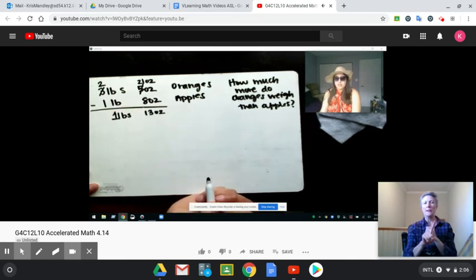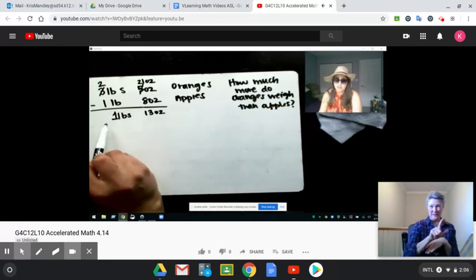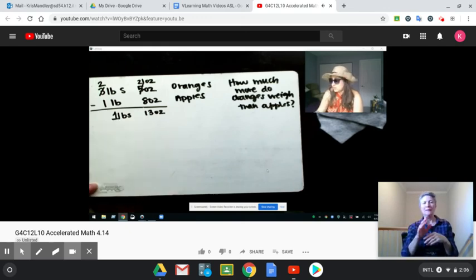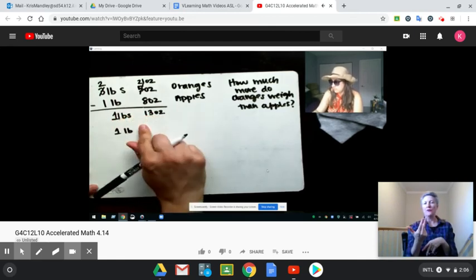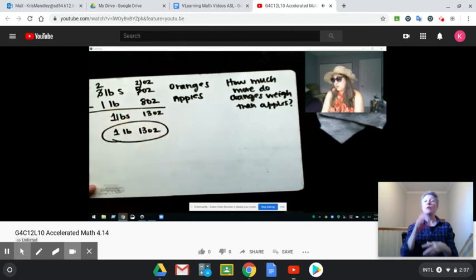Be careful when you're writing your abbreviation for pounds that the L doesn't end up looking like a 1. So I made my 1 have kind of a top and bottom so that you can really tell the difference between those. So my answer would be 1 pound, 13 ounces. So the oranges weigh 1 pound, 13 ounces more than the apples.